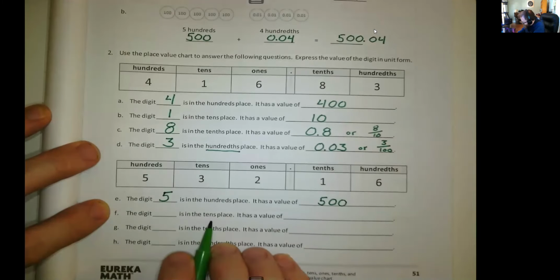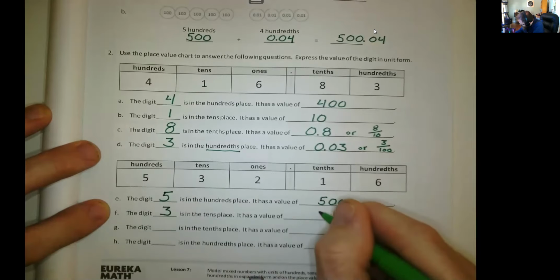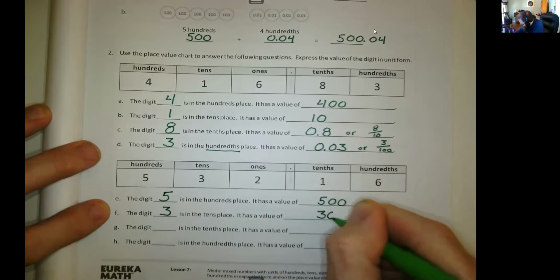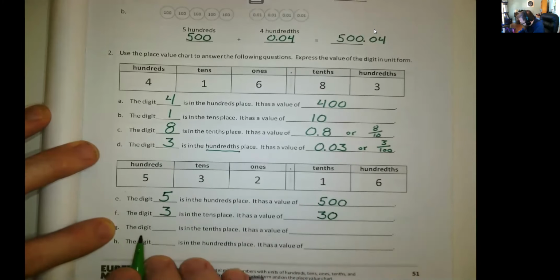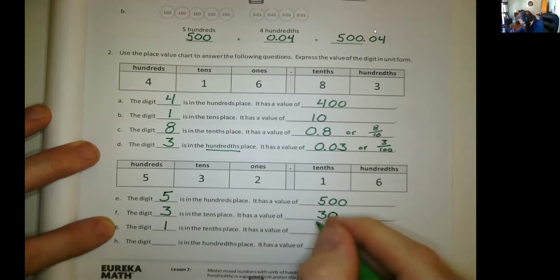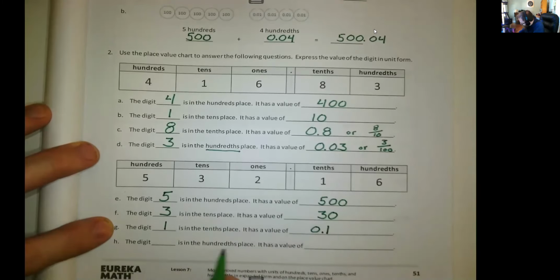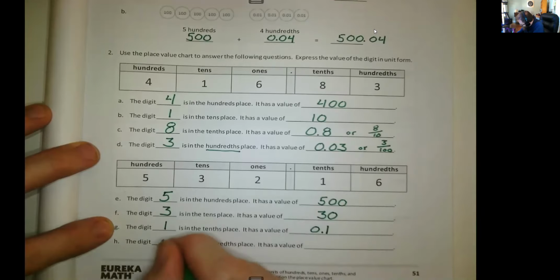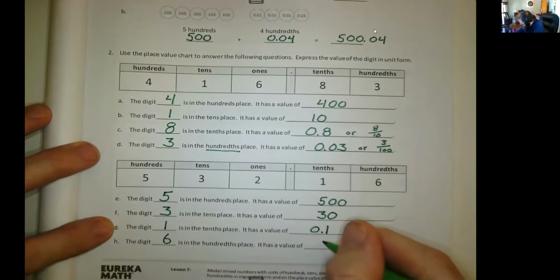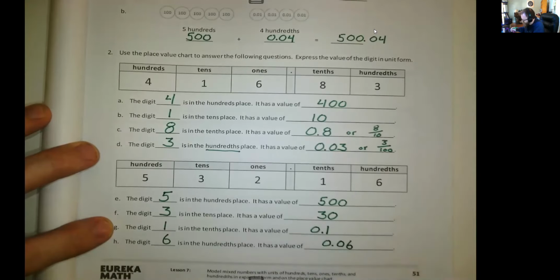In the tens place, we have 3. A 3 in the tens place is worth 30. Tenths, the digit 1 is in the tenths place. It has a value of 1/10. The digit blank is in the hundredths place. It has a value of 6 hundredths.